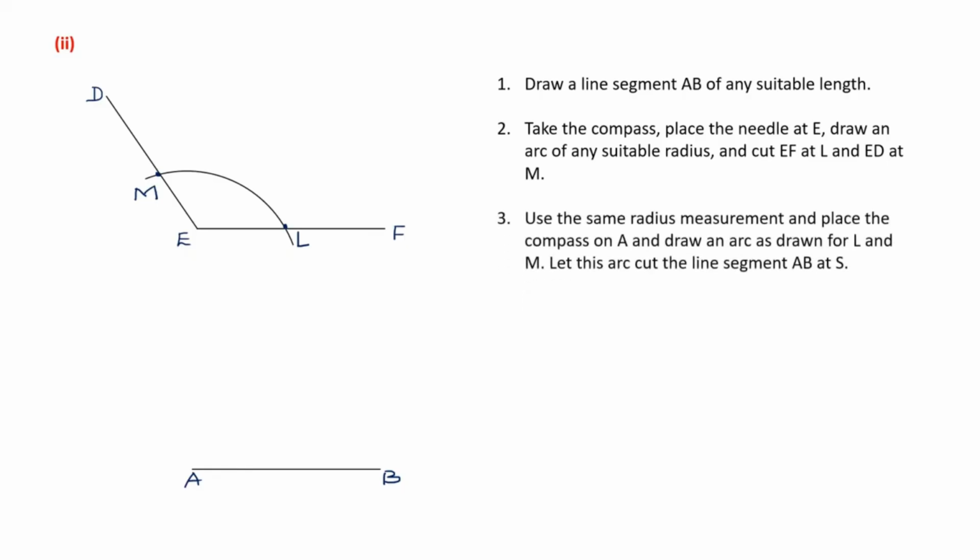Now we go on to the next line that we have drawn here. Now you're going to use the same radius measurement which you used for this angle to draw that arc. Place your compass on A and draw an arc just like the one that you drew above. So we have an arc just like that. Now let this arc cut the line segment AB. It has cut there at a point. We're going to call it S. So this point is called S.